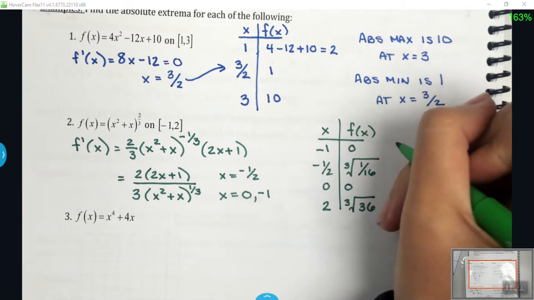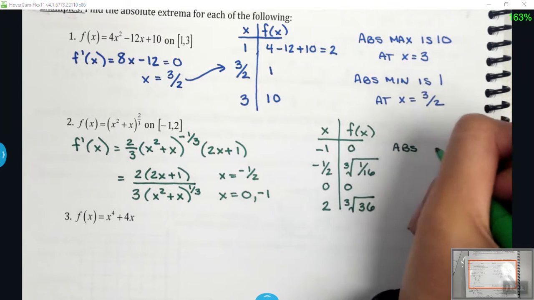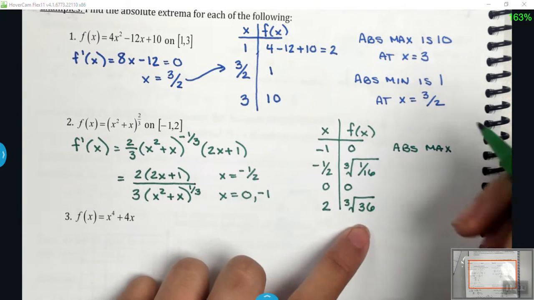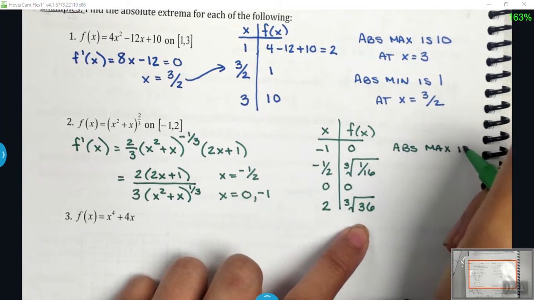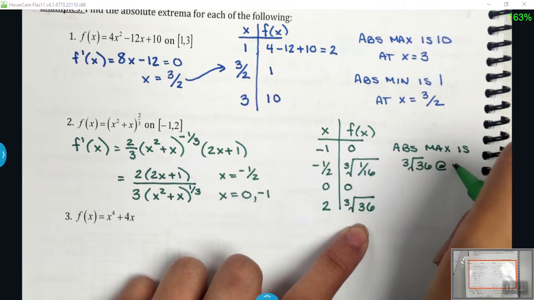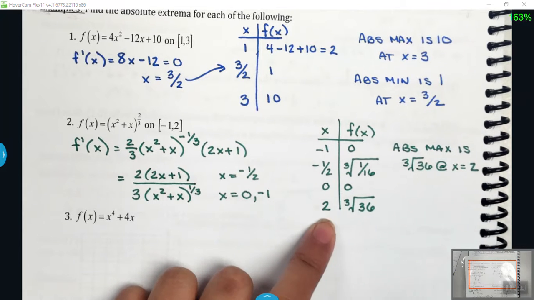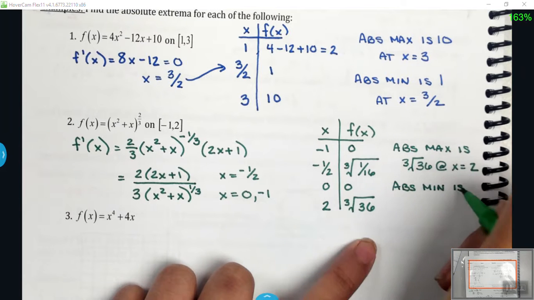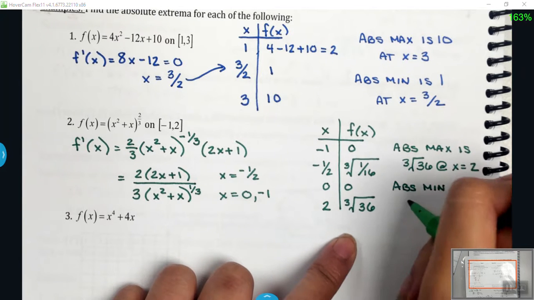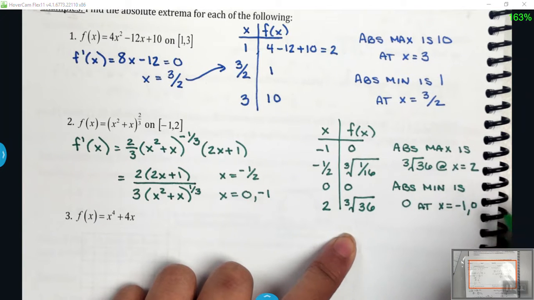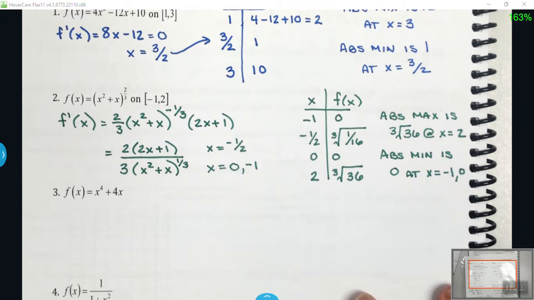Absolute max is cube root of 36, right? Cube root of 36 at x equals 2. And absolute min is 0 at x equals -1 and 0. So there are 2 locations where we have an absolute min. Okay?